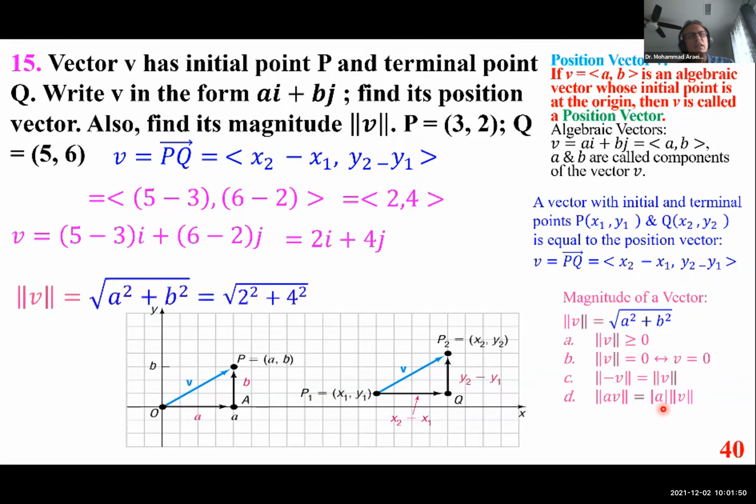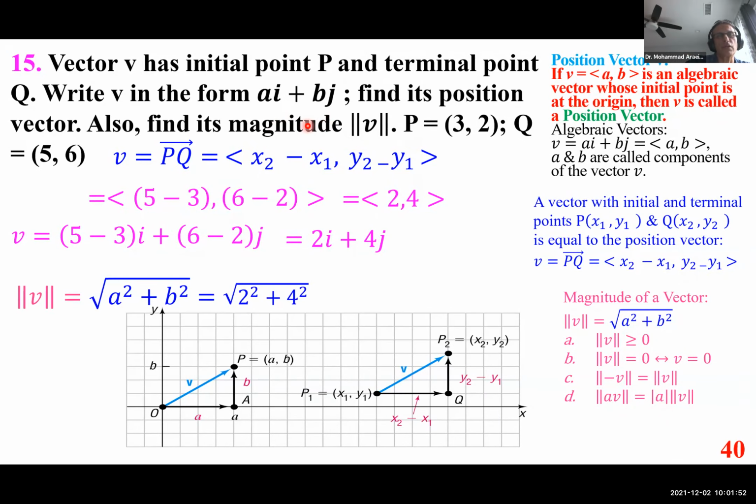And let's find the magnitude for this question. Magnitude using this formula is 2 squared plus 4 squared. That gives us 4 and 16 is 20, square root of 20. And I hope you realize this is 4 times 5. 4 comes out as 2. 5 remains. So we have 2 square root of 5. That's one way to represent it.